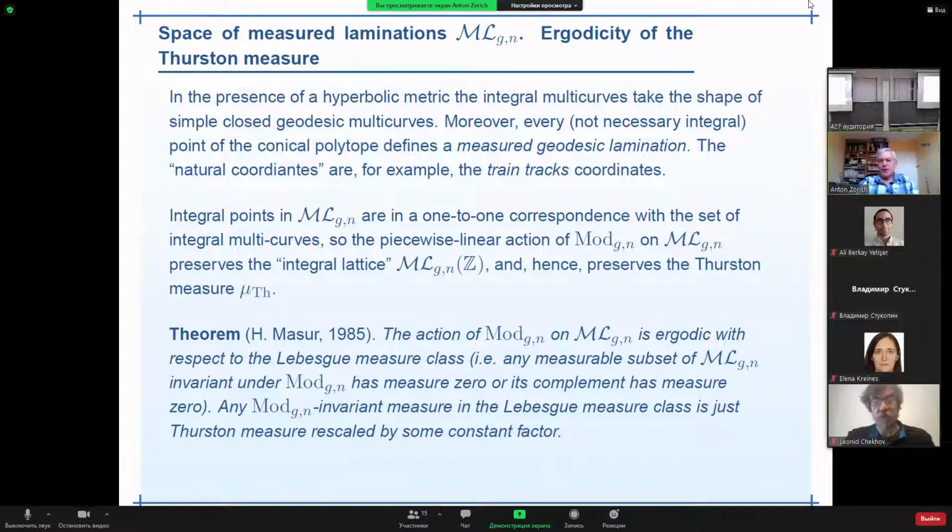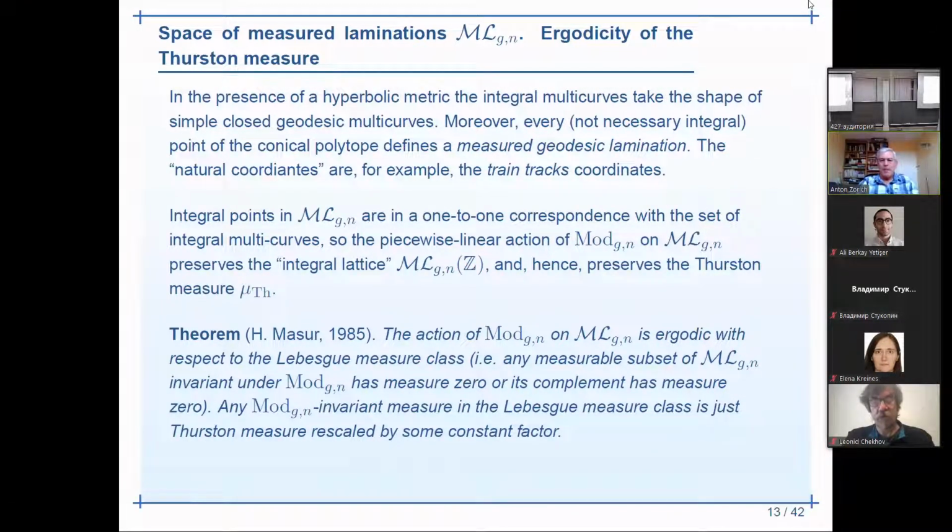Now, in the presence of a hyperbolic metric, the integral multicurves take the shape of simple closed geodesic multicurves. And actually, what I'm hiding and what I would not discuss is that any, not necessarily integral, point of this conical polytope defines a measured geodesic lamination. And again, jumping a bit ahead, these natural coordinates which I mentioned are, for example, the train track coordinates. So I hope to arrive to them.